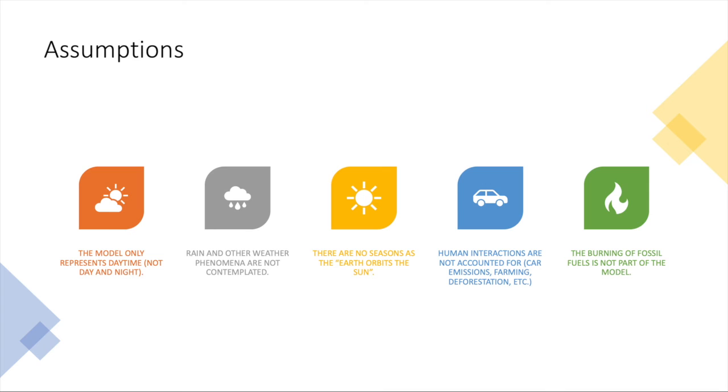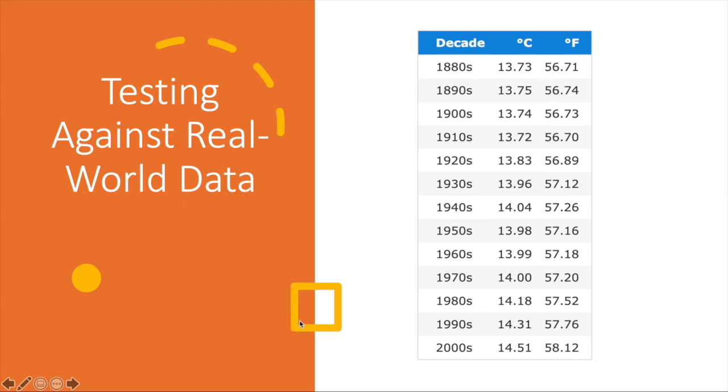So some of the assumptions I made for the model is that there's no day and night. There's only daytime represented. There's no rain or other weather phenomena like hurricanes. There are no seasons like winter and summer. There's no human interactions, and there's no burning of fossil fuels. Of course, there's many more, but those are some of the main ones.